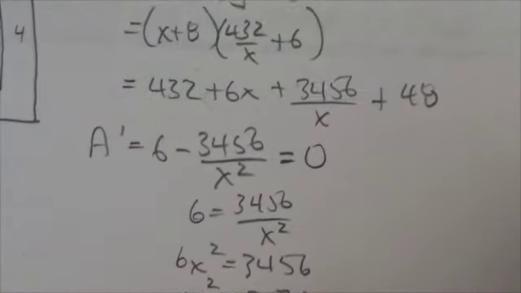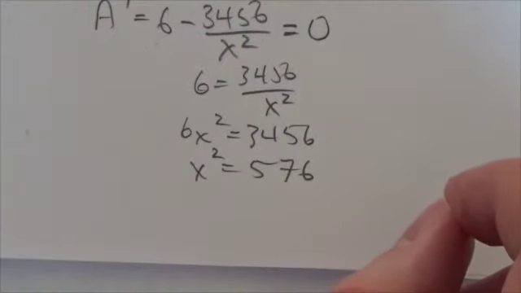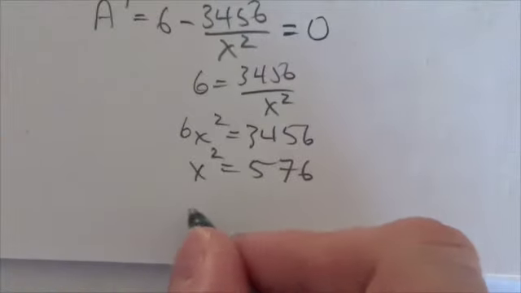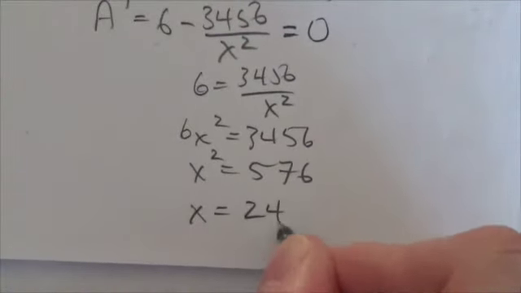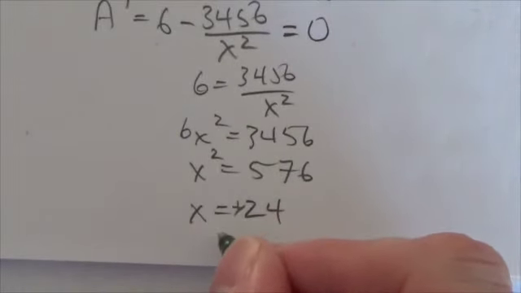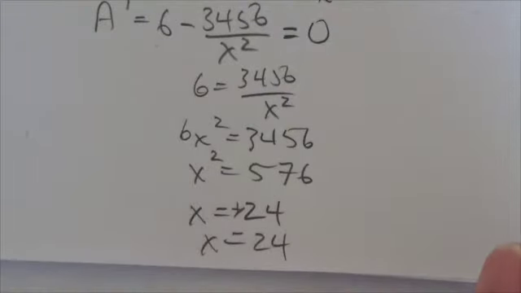Let's take the square root of that. I'm not entirely sure that's going to work out nicely. Oh, and it does. Isn't that wonderful? x is equal to 24. Now that could be plus or minus 24, but because we're talking about dimensions here, it's got to be positive 24.